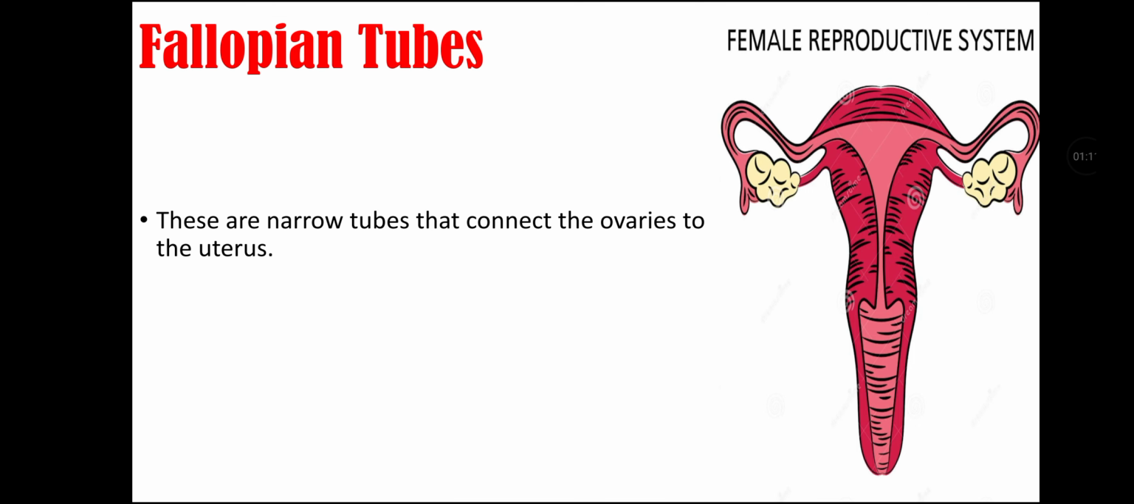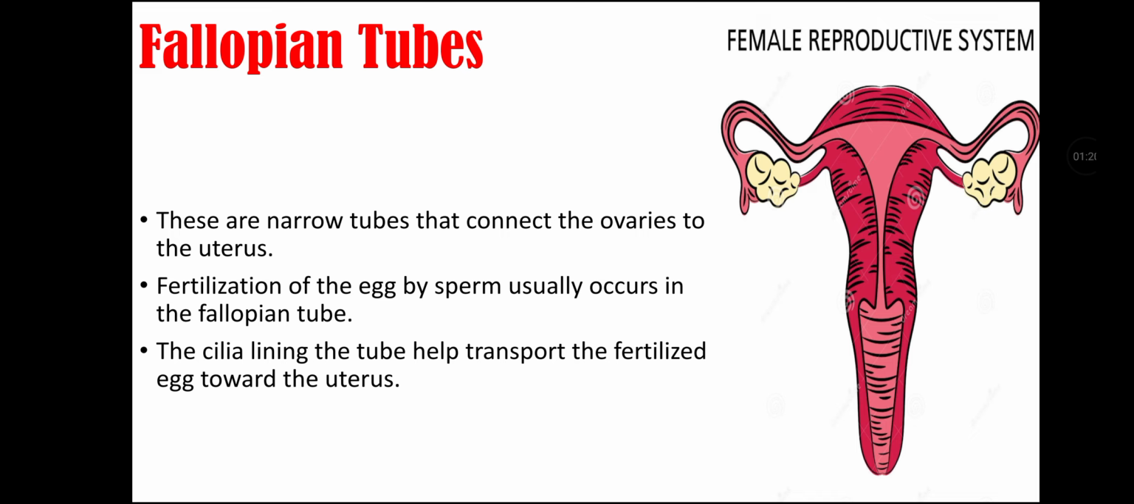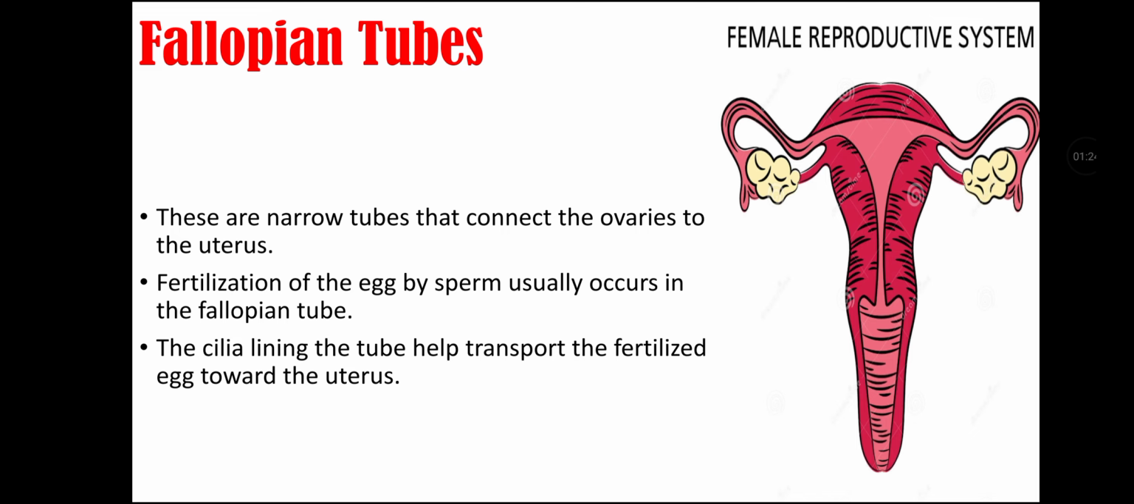Second is fallopian tubes. These are narrow tubes that connect the ovaries to the uterus. Fertilization of the egg by sperm usually occurs in the fallopian tube. Cilia lining the tube help transport the fertilized egg toward the uterus.